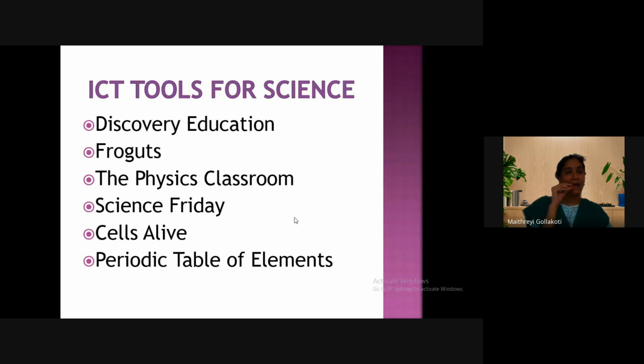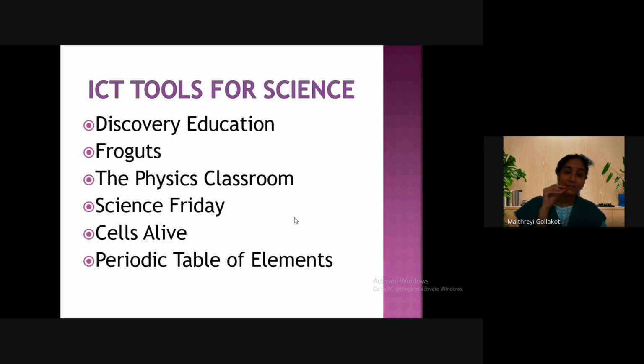Okay, next, ICT tools for science. So people who teach science, you can use these tools like Discovery Education. It has many educational videos for children as well as graduate students on different subjects. Proguts. Proguts is a very interesting site. It tells us about virtual dissections. For example, if we are doing biology or zoology, we do dissections of plants and animals, isn't it?